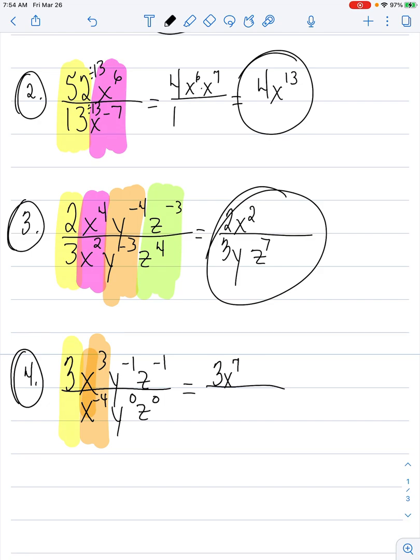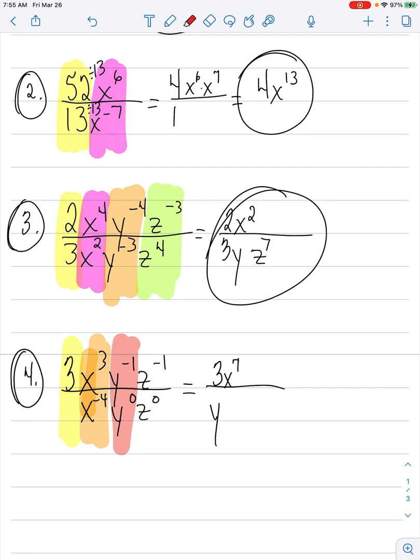Now let's look at the y's. I have y to the negative first on the top and y to the 0 on the bottom. I like this one because, think about it. I have to move that y to the negative first on the bottom, but what is y to the 0 power? It's 1. So I can just move that y to the first on the bottom, and that y to the 0 power becomes 1, so I'm done.